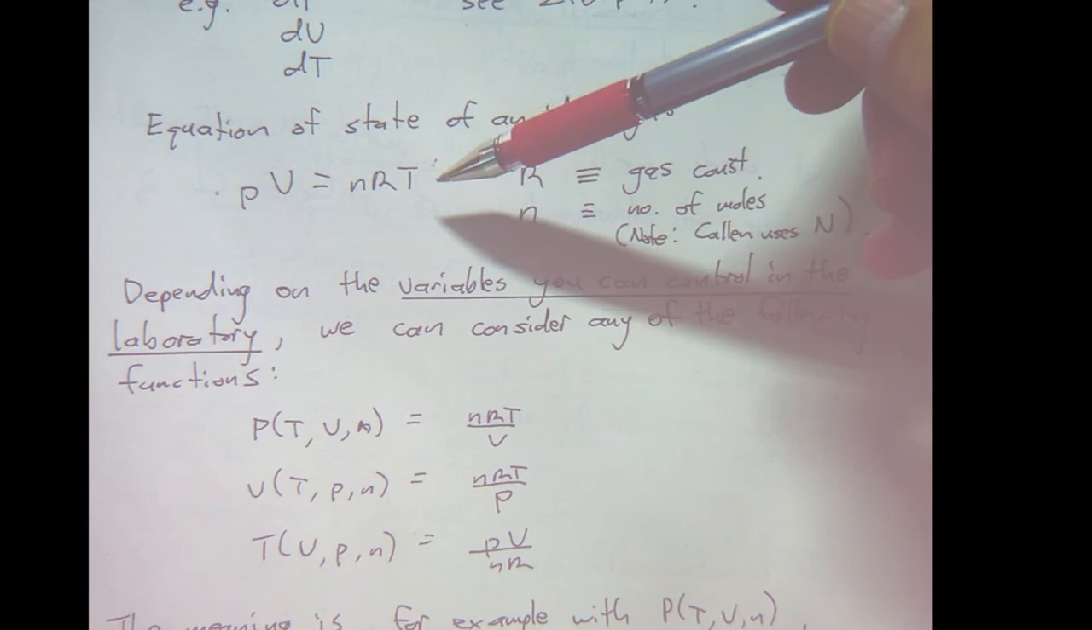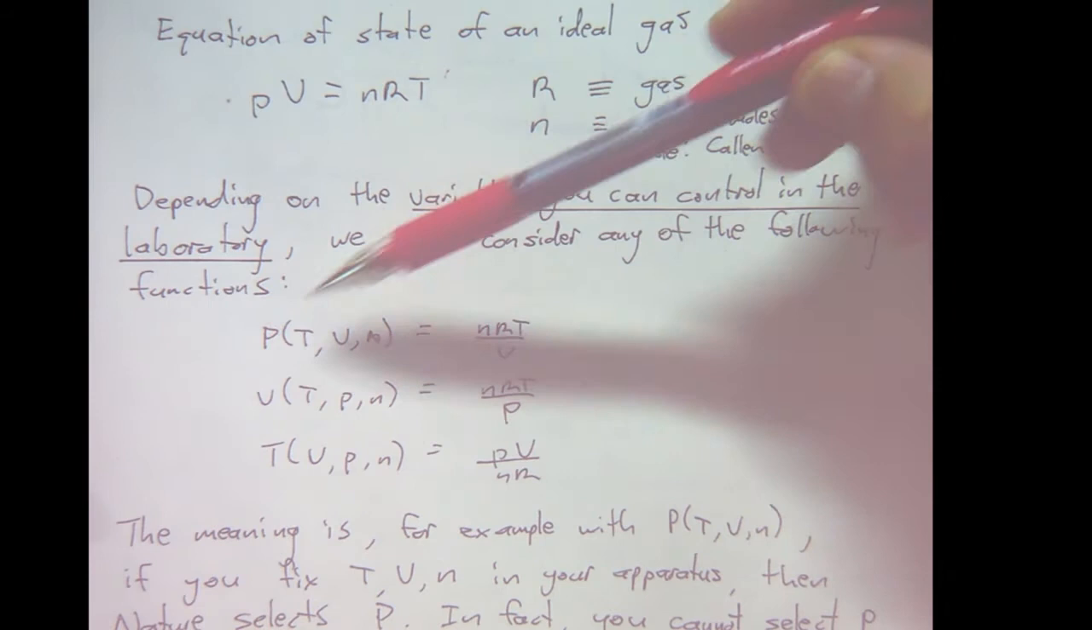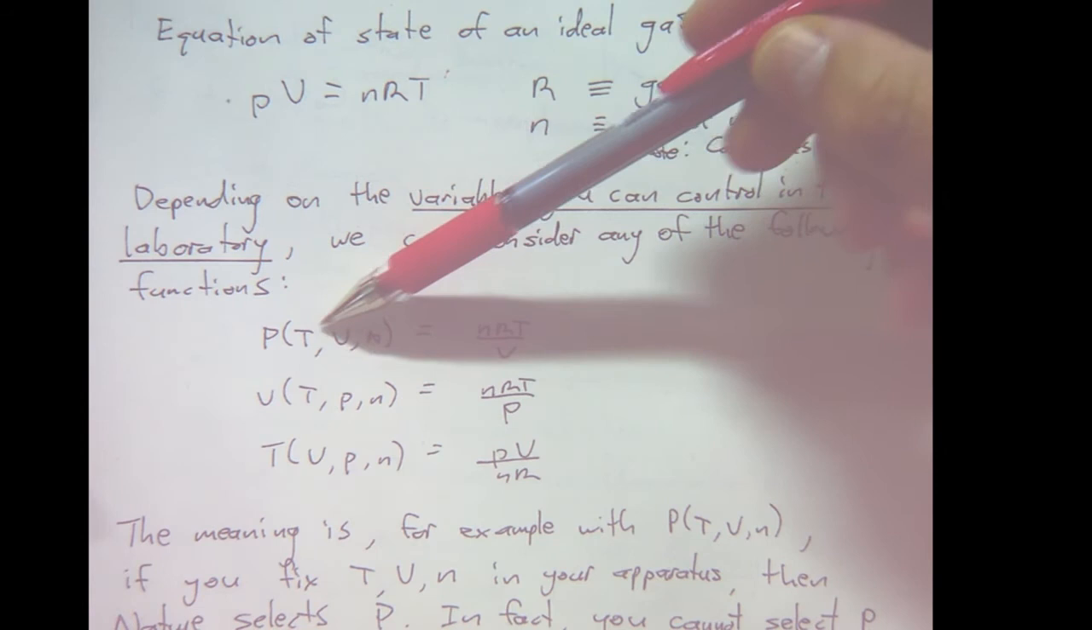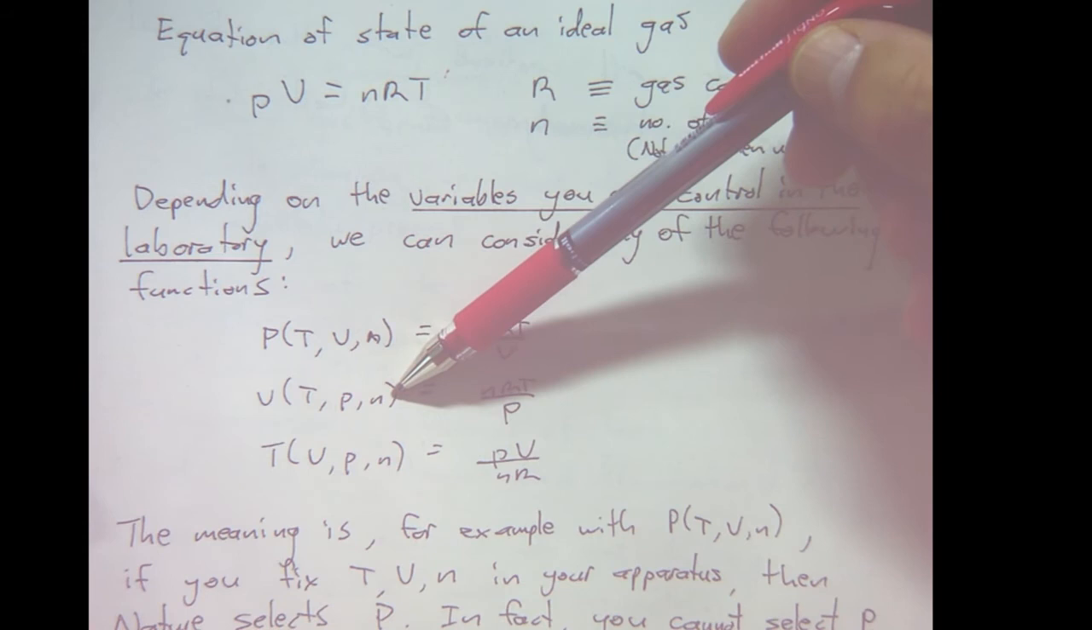Right? So if temperature, volume, and number of moles is controlled in the laboratory, then pressure is a function of these three. And you would write the equation of state as P is nRT over V. Okay? Or I could control temperature, pressure, and number of moles in the laboratory, or volume, pressure, number of moles.